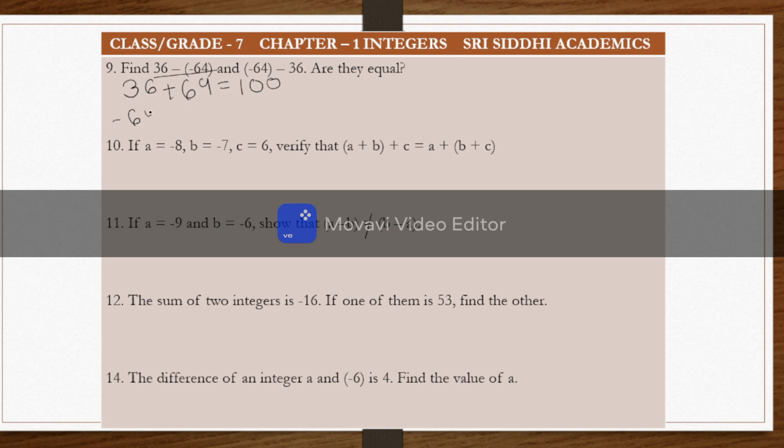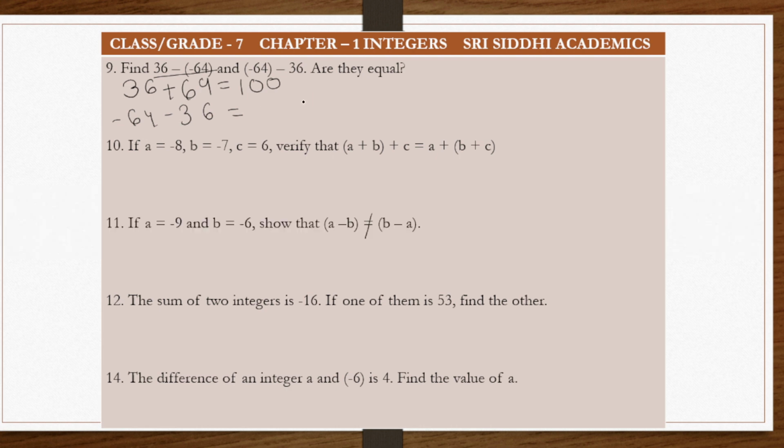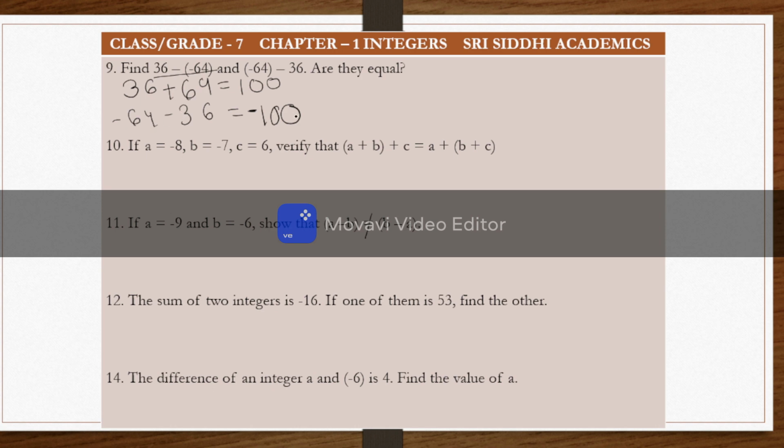Minus 64 minus 36. So same sign. Here also we need to do addition. So it will be 10, 1 gets carried over, again 100. So minus 100 this time, because this minus sign will come in the answer. It's minus 100. So obviously they are not equal.